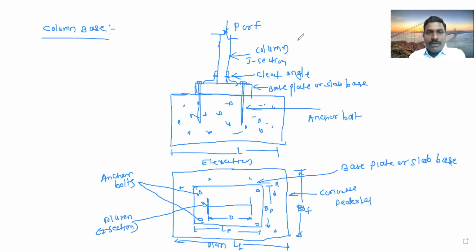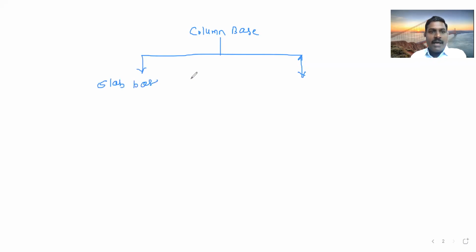Okay, so we'll move next. There are two types of column base. The first is slab base, and the second is gusseted base. So how does a slab base look, and how does a gusseted base look?